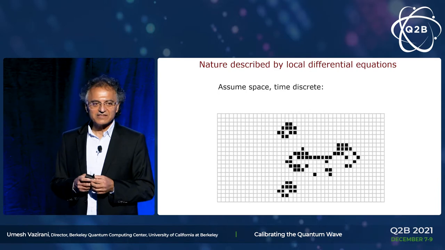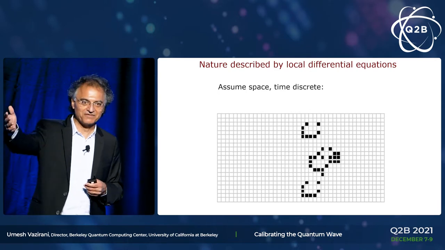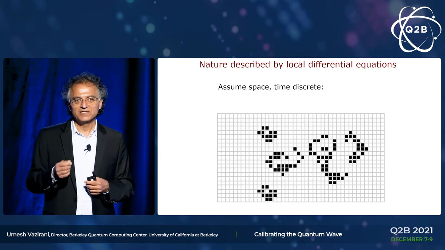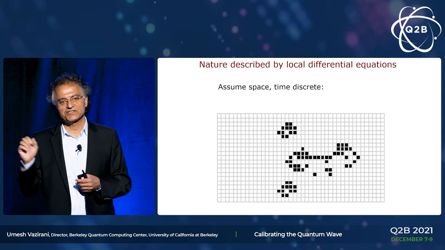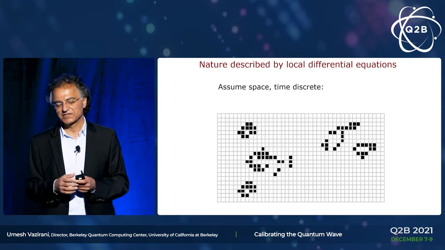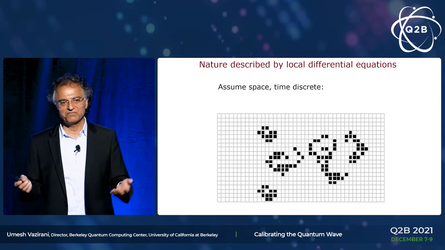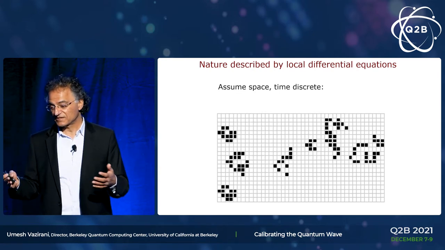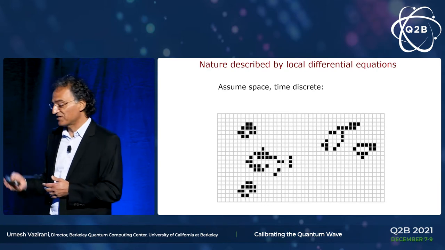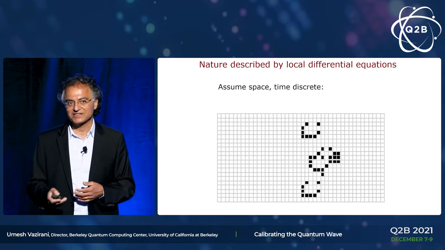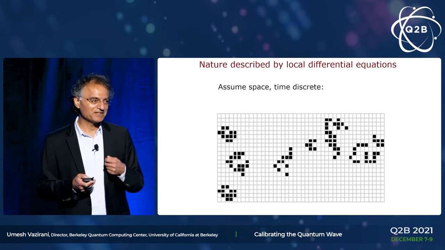Well, once you go on from Newton eventually to Maxwell, there was this notion that you can describe nature by local differential equations, in the classical world. And once you assume space and time are discrete, that means nature is sort of like a cellular automaton. This particular cellular automaton is the Game of Life by John Conway.